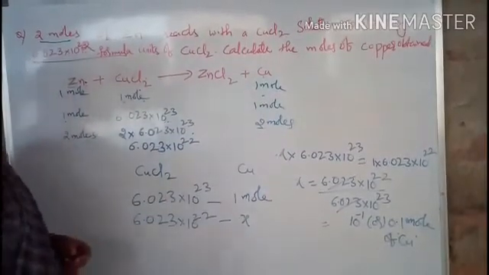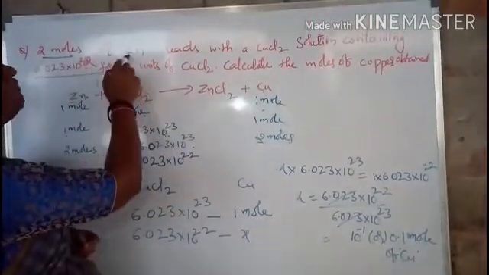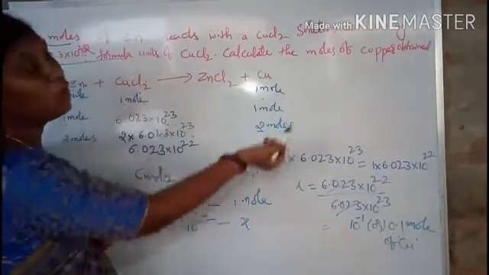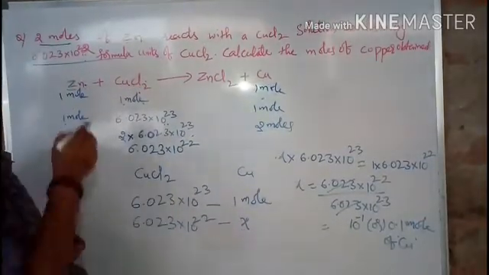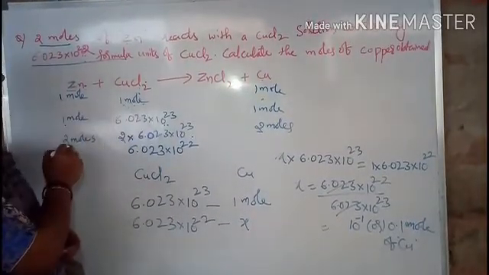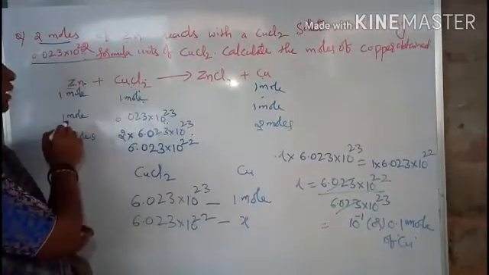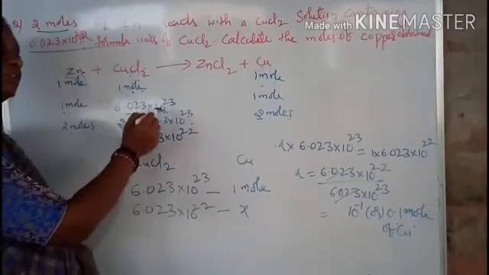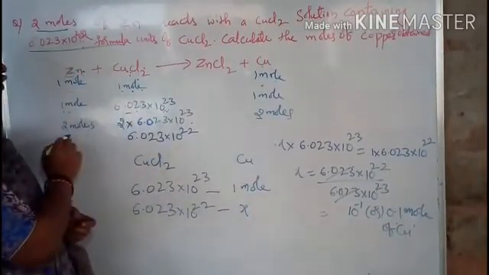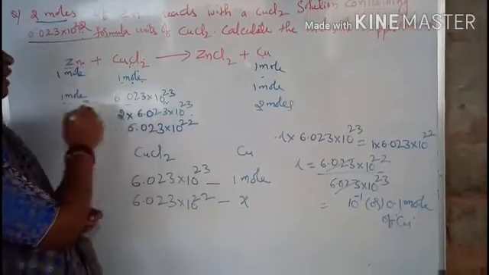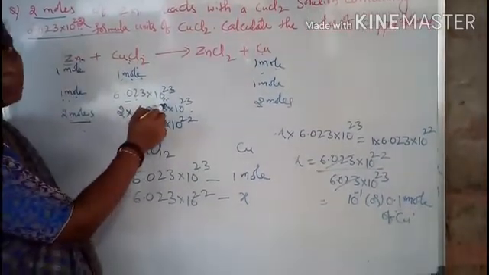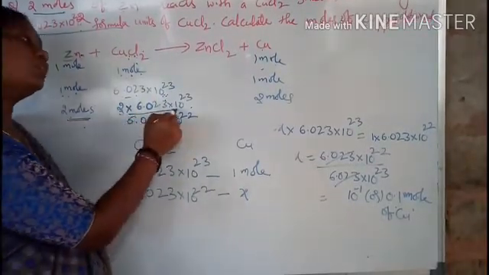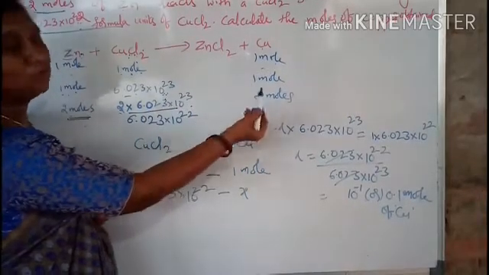Okay. But in the question, it asks: 2 moles of zinc reacts with 6.023 into 10 to the power 22 formula units of CuCl2 to give how many moles of copper. So 1 mole reacts with 1 mole means 2 moles of zinc reacts with 2 moles of CuCl2. 1 mole of CuCl2 means Avogadro number of molecules, 6.023 into 10 to the power 23 molecules. So 2 moles of zinc reacts with 2 into 6.023 into 10 to the power 23 molecules to give 2 moles of copper.